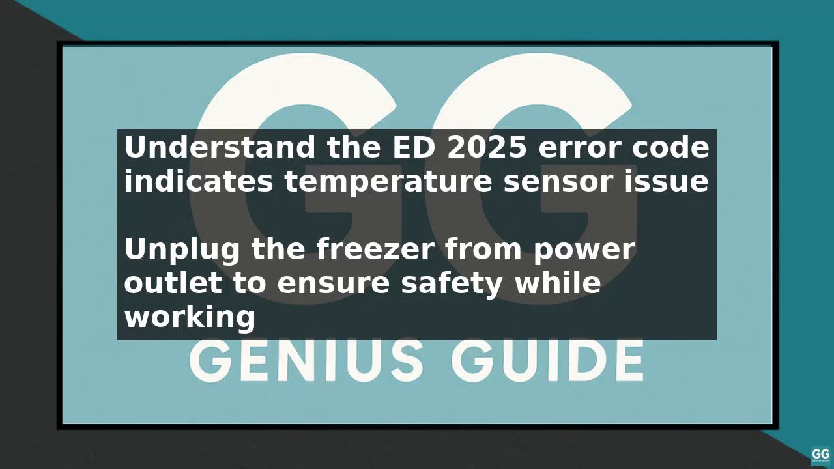To fix the higher freezer error code ED 2025, follow these steps. First, understand that the ED 2025 error code typically indicates a temperature sensor issue or a malfunction in the freezer's temperature control system. Start by unplugging the freezer from the power outlet to ensure your safety while working on it.